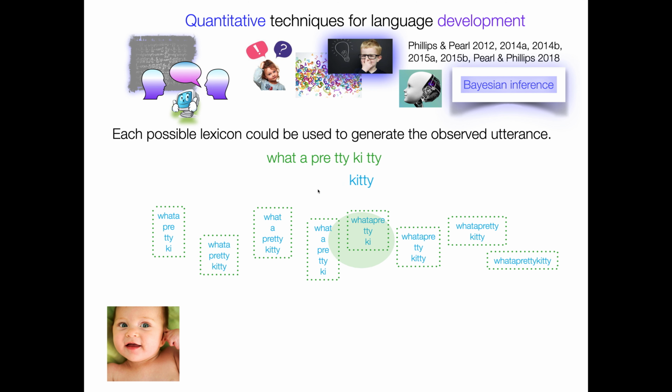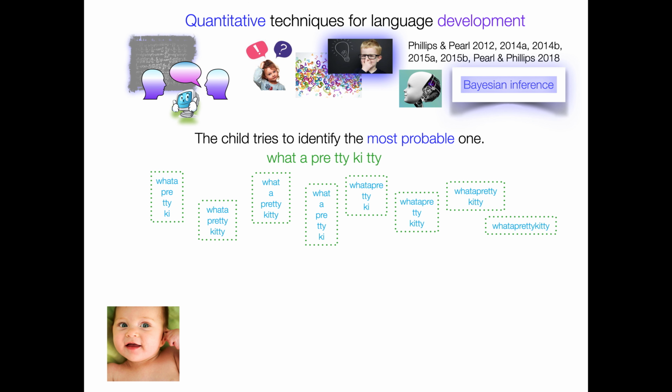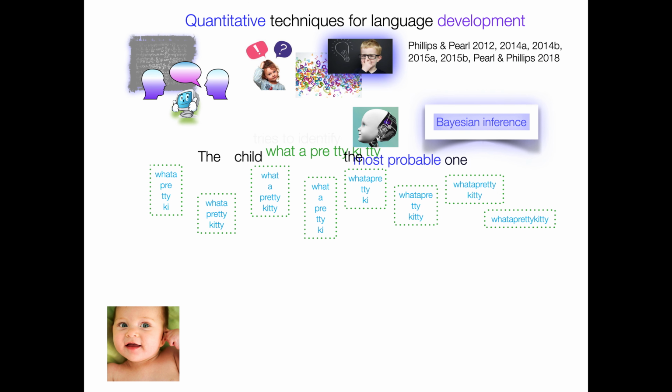That works too. You can do, say, this one, where "pretty" is a single word and "kitty" is a single word. And all of these are going to generate this stream of syllables. So that's the idea. They're all compatible. And the child's trying to identify the most probable one.